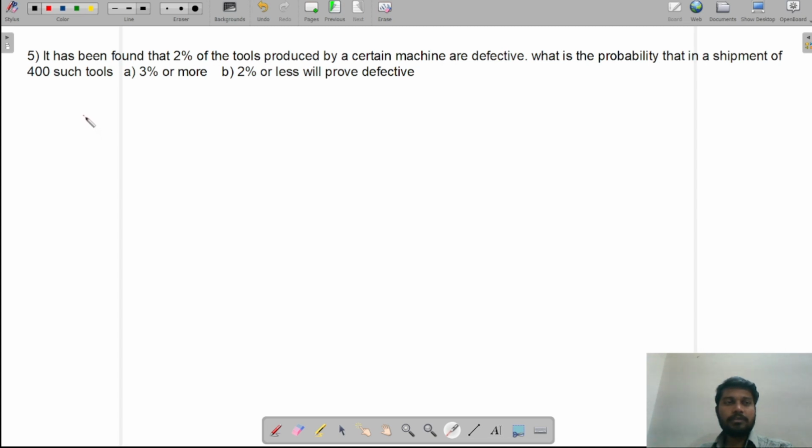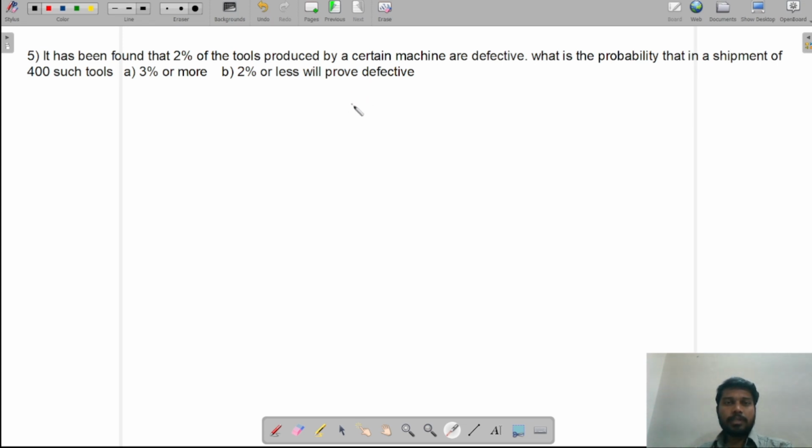So now we'll see the first question of today's class. It has been found that 2% of the tools produced by a certain machine are defective. What is the probability in a shipment of 400 such tools, then we have to find 3% or more, then 2% or less will prove defective.